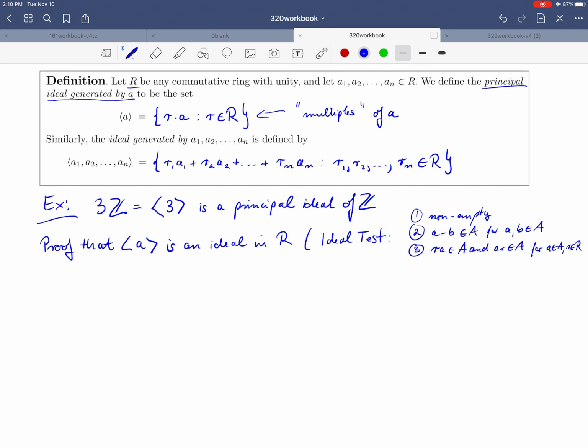Okay, let's go about it. So first one. Can we find something that is in our principal ideal?